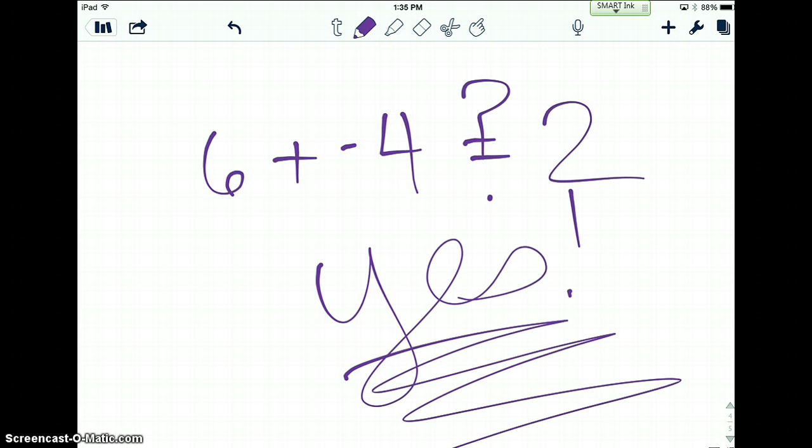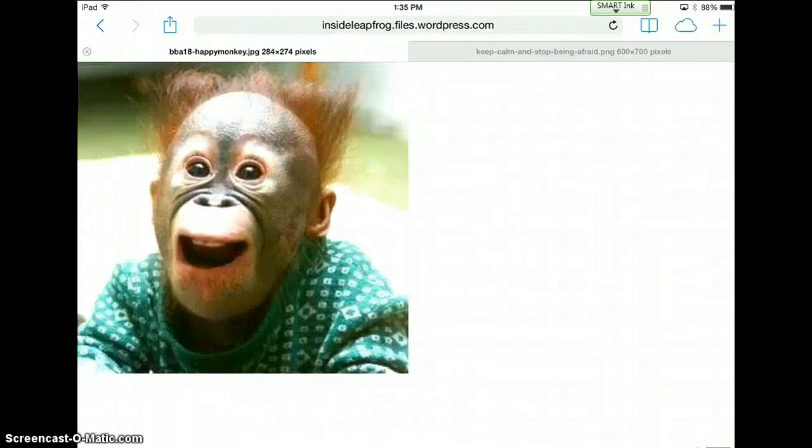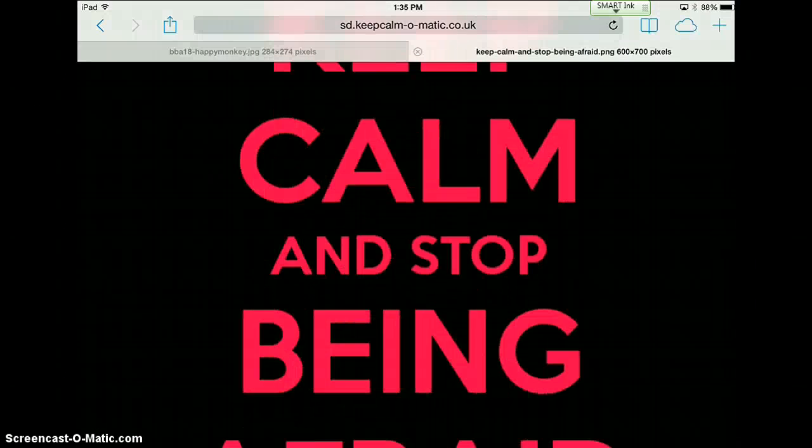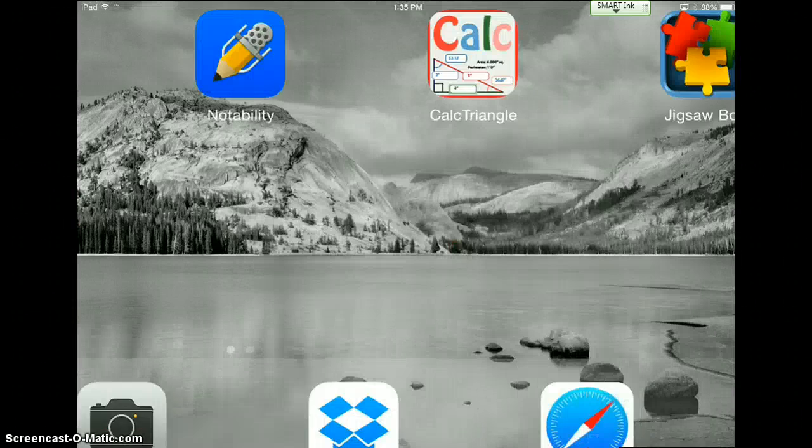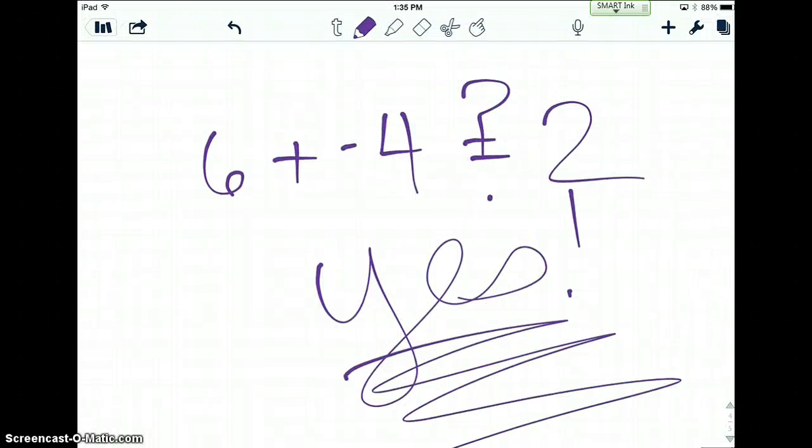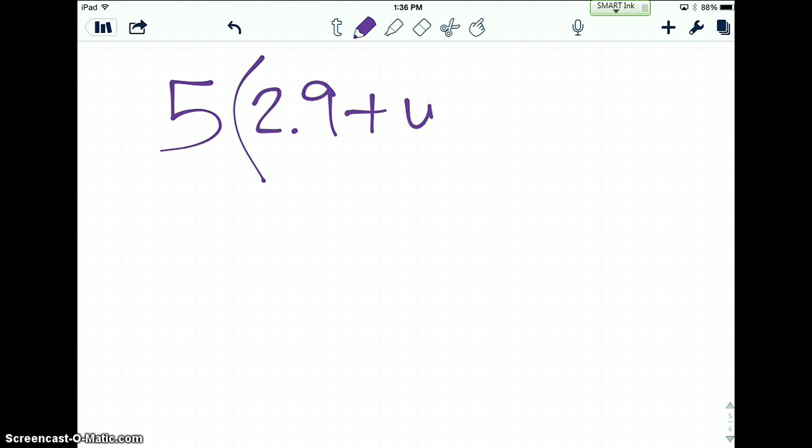And if it didn't turn out to be 2, that's where you go back and you do what? You keep calm and stop being afraid. Okay, how many did I tell you we were going to do? We're going to do 2. Okay, so how else could it look? The second problem we're doing, let's say we have 5, parentheses, 2.9 plus y, parentheses, equals 8.3.